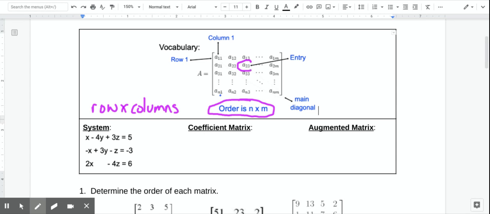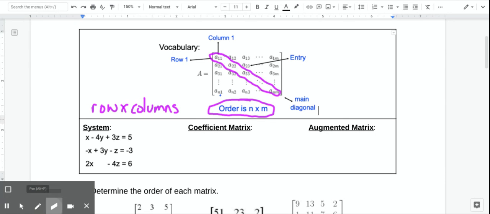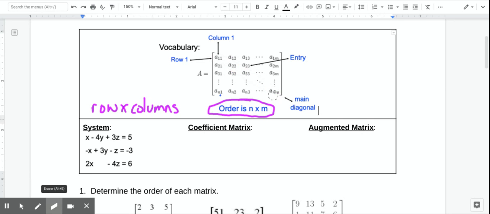Any individual number in our matrix is going to be an entry. And so we talk about that entry as 2, 3. That means it's row 2, column 3, so it gives its location. And then the main diagonal, from top left to bottom right, is what we call the main diagonal. Okay, so that's just some basic vocabulary. But like I said, the most important one that we're going to be dealing with is that order, rows and columns.